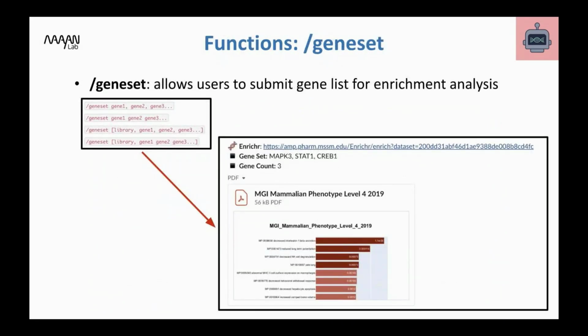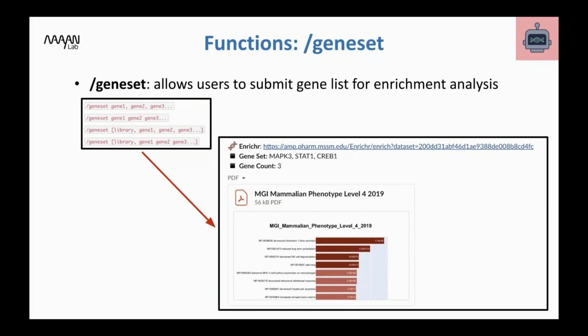And the next function is /GeneSet, and this allows users to submit a gene list for enrichment analysis using the Enrichr API. For this, I have several different input formats that can be used. The first is just by calling the function and then typing your list of genes, either as a comma-separated list or just space-separated.